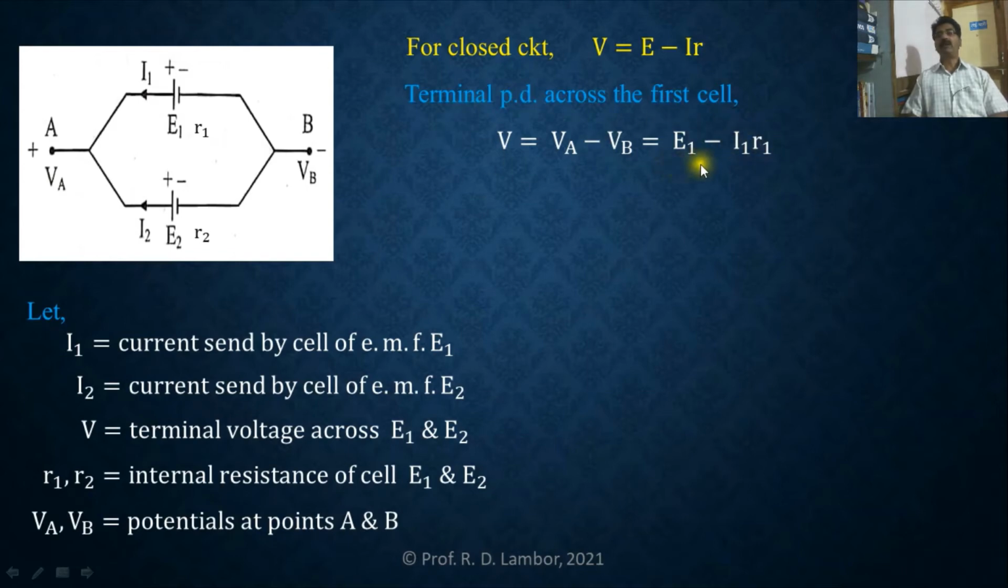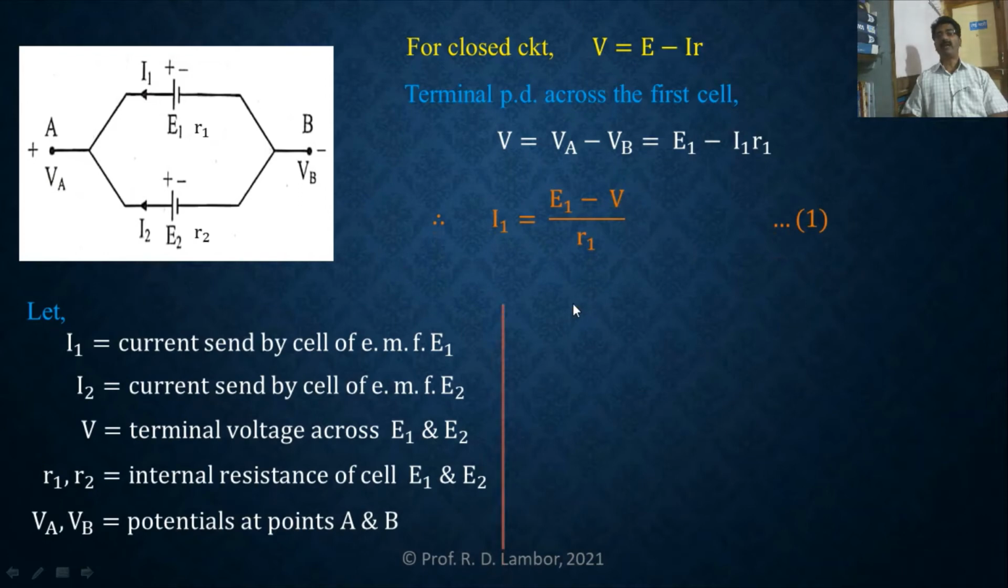So from this equation we can find I1. This minus term should be shifted to the left and this V will be shifted to the right. Just by interchanging the places of these two, we get I1 R1 equal to E1 minus V, and from that we can find out I1 equal to E1 minus V upon R1.